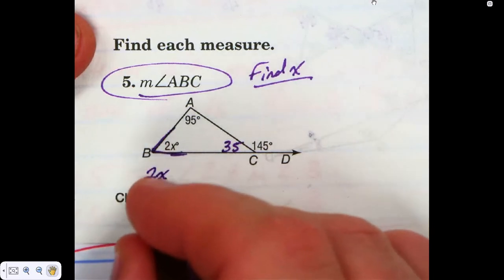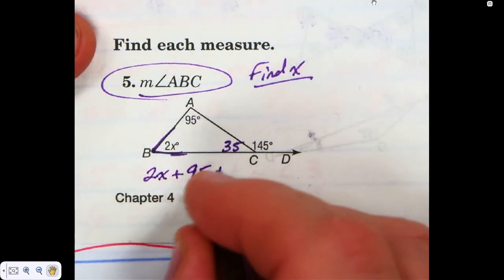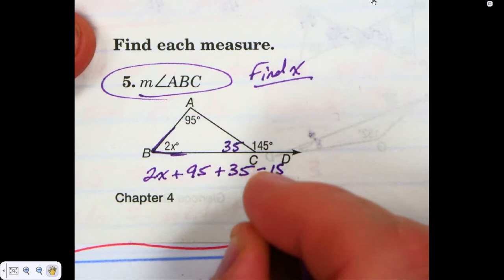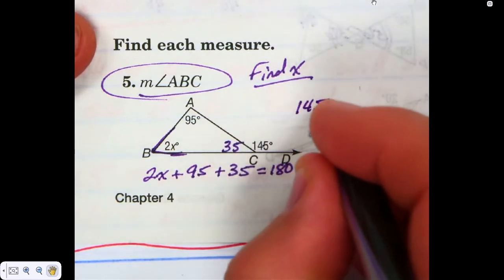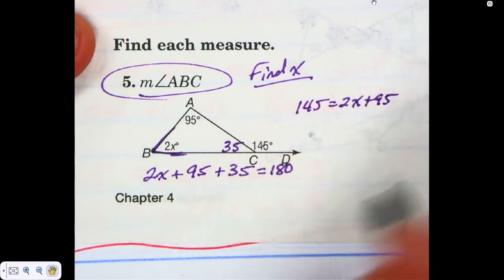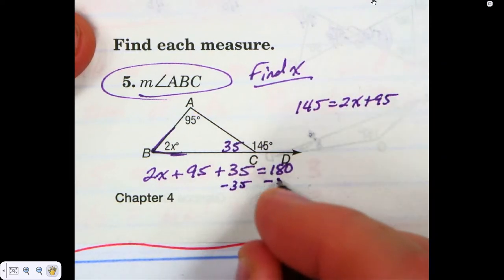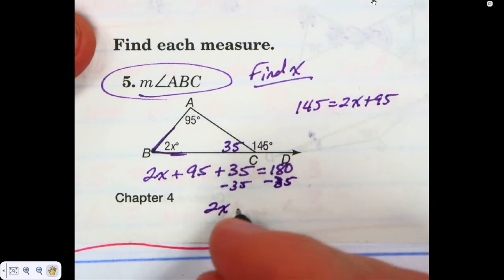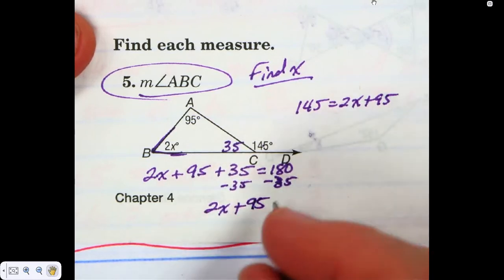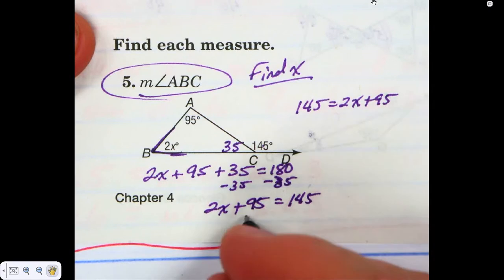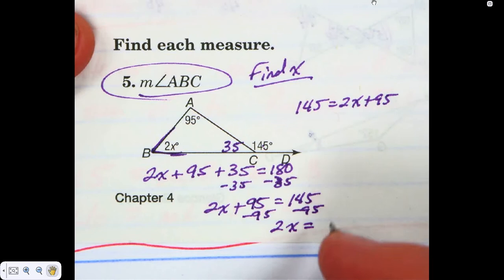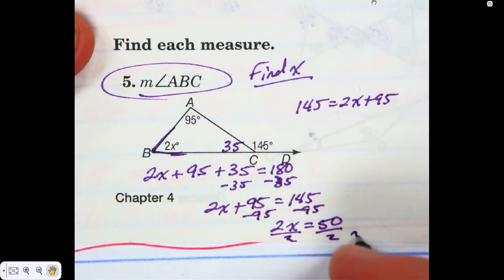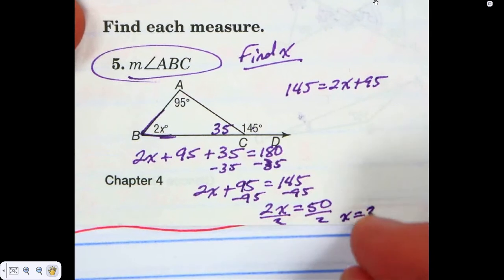You can say that 2x plus what? 95 plus what? 35. Equals what? 180. Or you could use the exterior angle theorem and say 145 is equal to 2x plus 95. If you'll notice, when I subtract 35 from both sides, I end up getting the exact same equation, don't I? Mm-hmm. Now subtract 95 again, and I get 2x is equal to what? 50? So what is x equal to?